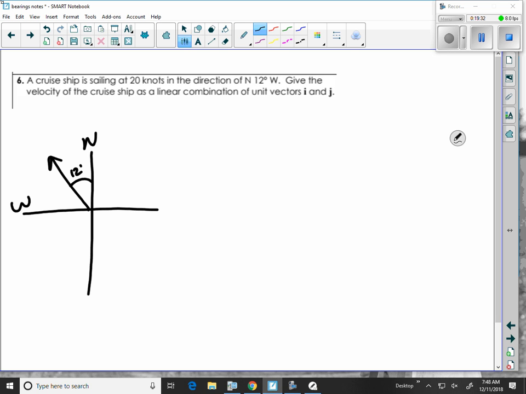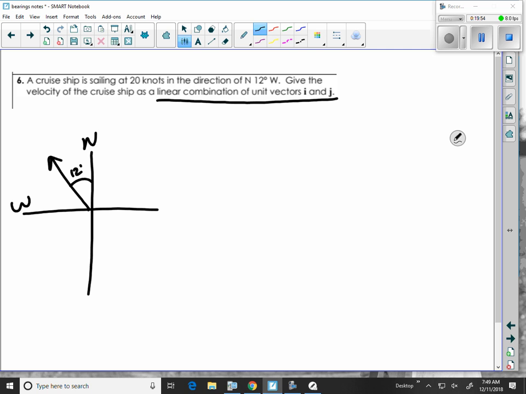Now we're going to write the linear combination form with i and j. You have to find the component form to be able to do that. It's just another way of writing it. Whenever you see linear combination, don't get intimidated. We're going to do the same thing we've been doing, and at the end, we'll just write it in a different form. Questions so far on that one?